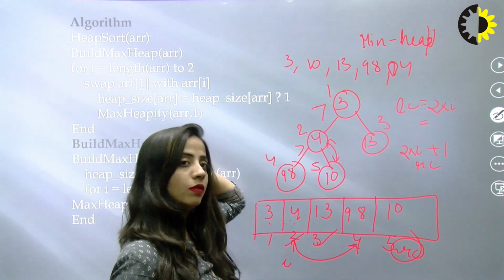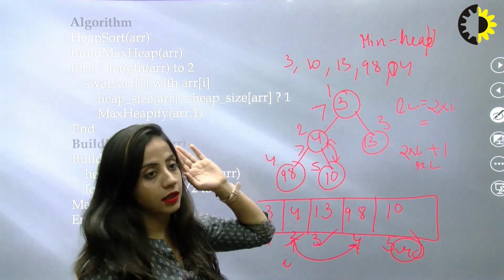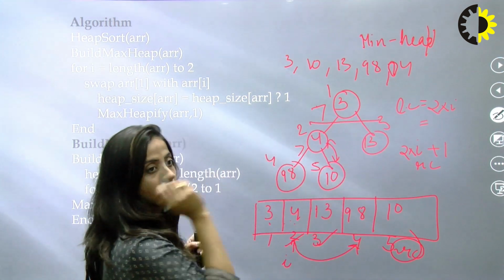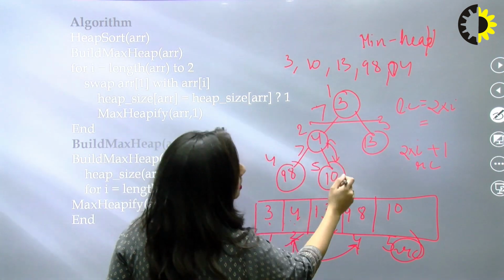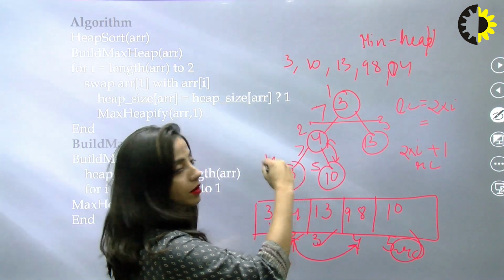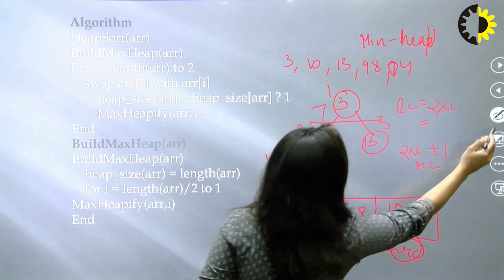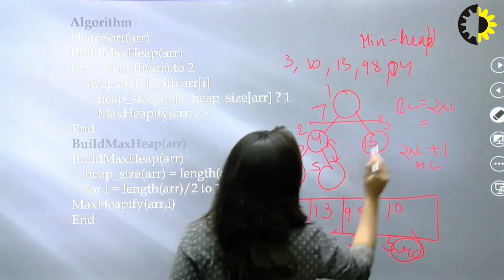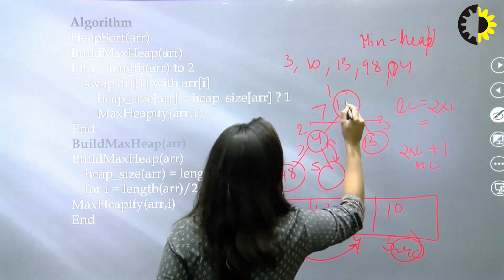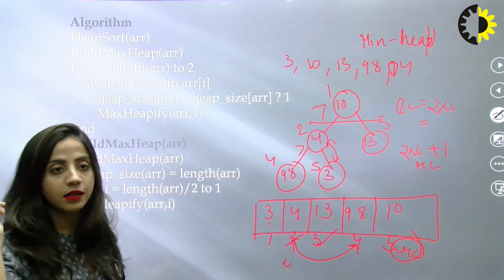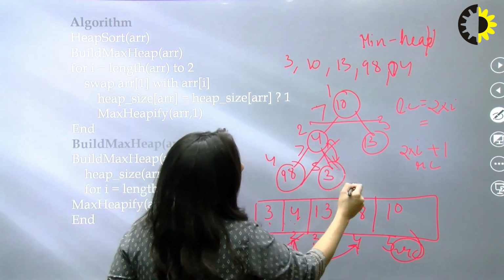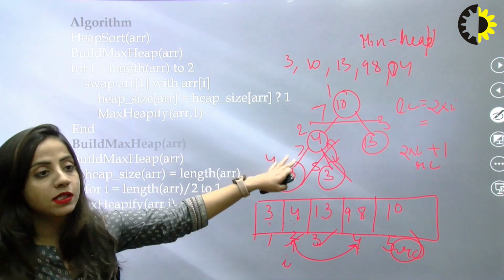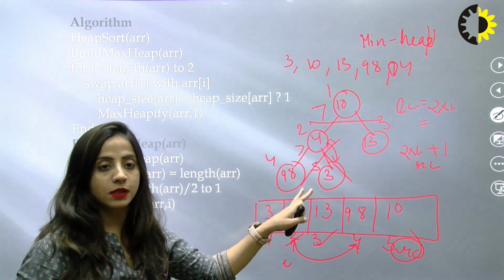So, what will we do? We will delete 3. Suppose I am deleting 3 here. What will I do? I will replace it with the leaf node of this heap tree. So, 10 will be inserted here and 3 will be inserted here. Now, consider this node as deleted. I hope I am clear. You no longer have 5 nodes in this heap tree, you have only 4 nodes.